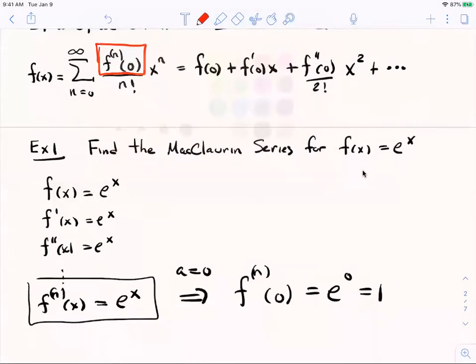So for this particular function, the thing that I need to put in that red box up there for every value of n is the same number. It's a 1. All right?